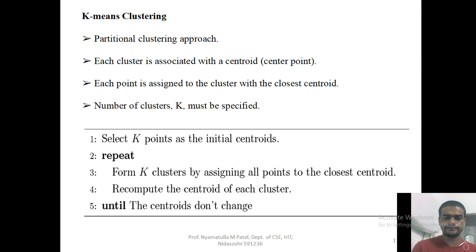Recompute the centroid of each cluster. Now, go on repeating this. Every time you form a cluster, you recompute it again, so that all the objects in a particular cluster are very much similar to one another. It should not happen that an object having a different property comes into this group. This process you have to go on doing until the centroids do not change.